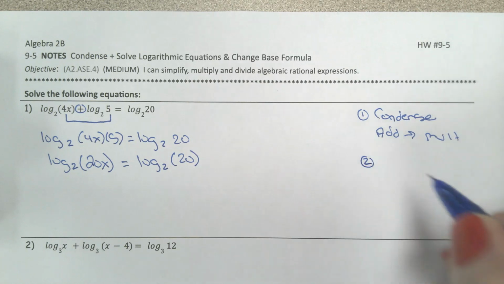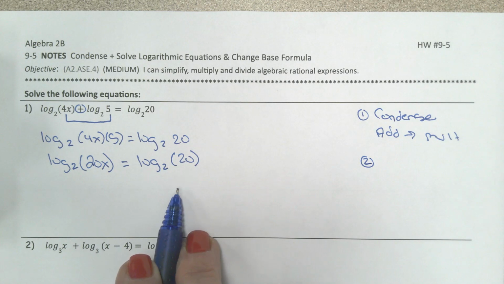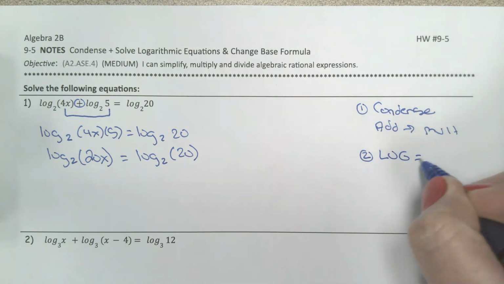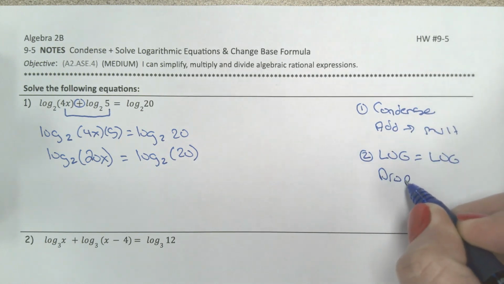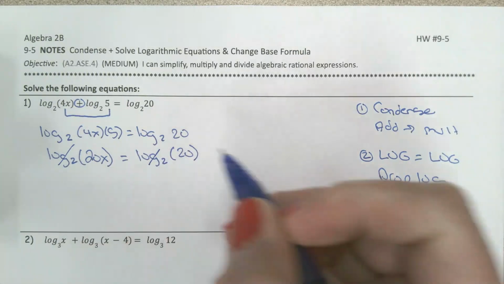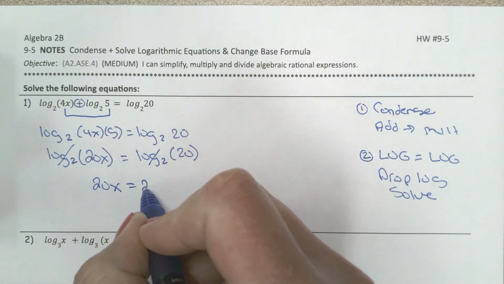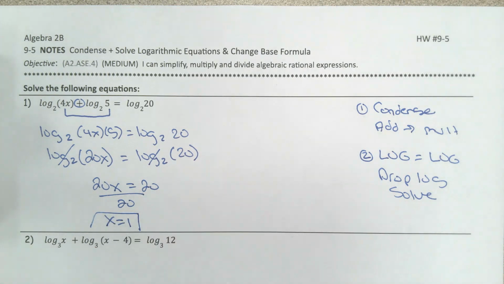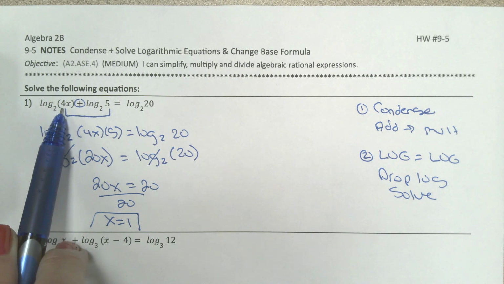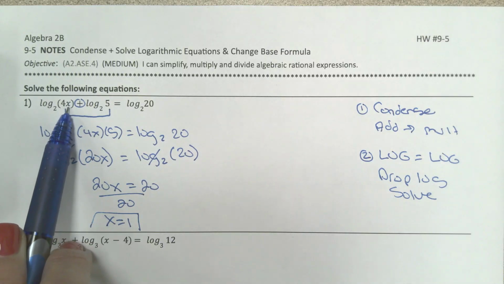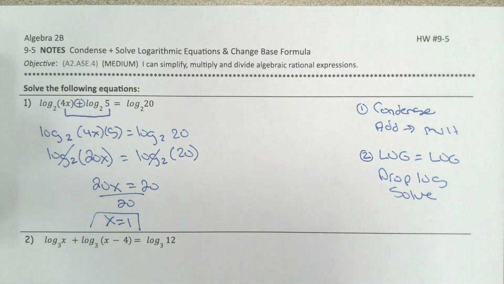Okay, so now I have an equation that I should know how to solve from a couple lessons ago. So when you have log equals log, you're going to drop log and solve. So those are the same, so I drop them, so I get 20x equals 20 divided by 20 and get x equals 1. So the only thing that you need to do is make sure that when you plug the x in that you're not taking the log of a negative number. So that would be log of 4, because 4 times 1 is 4, and that looks pretty good to me.